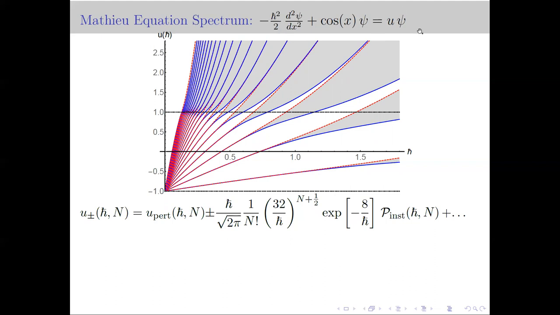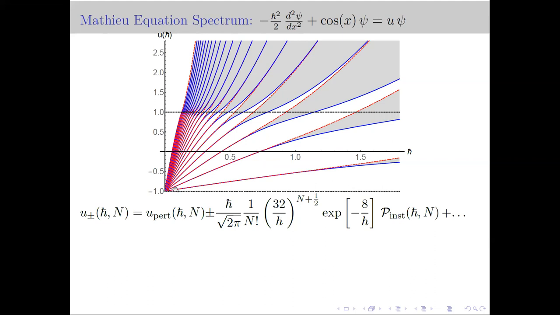So here's a nice example from quantum mechanics, the periodic potential. And for other reasons, I write the energy as U. Now here's a plot of the spectrum as a function of the coupling, 1/h bar is like the coupling. And here's the energy. Here's the top of the potential and the bottom of the potential. It's a cosine potential, like this.